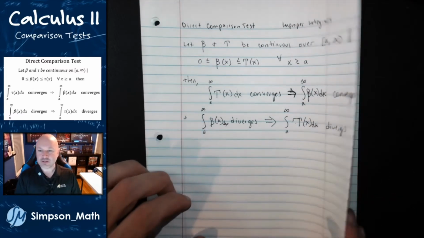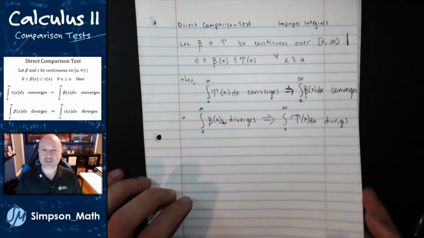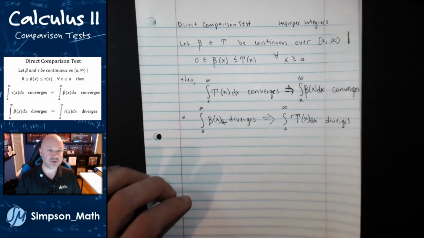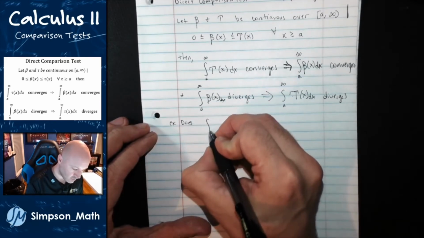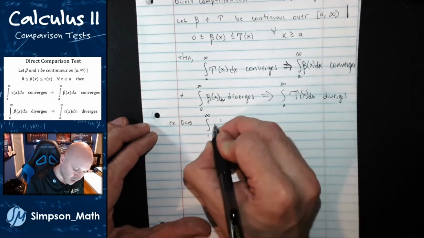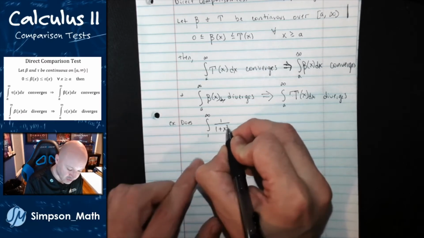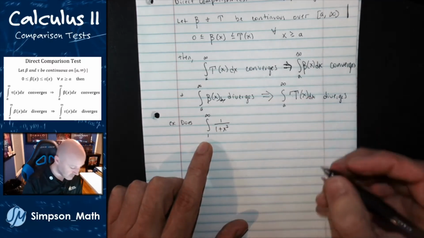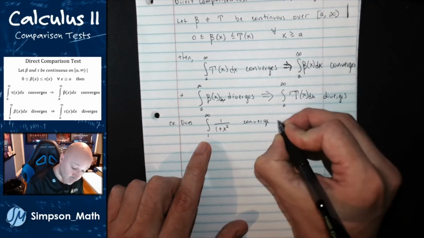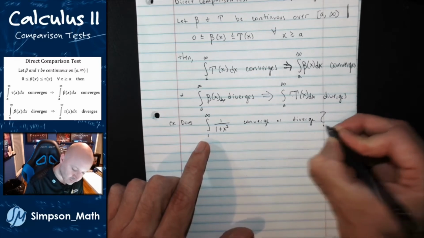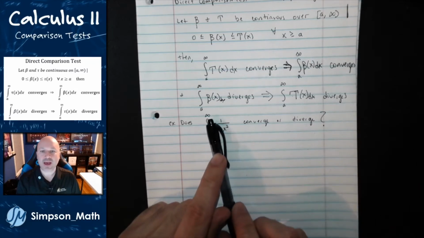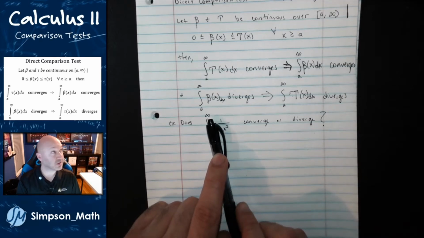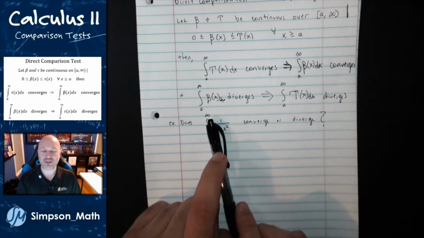All right, so let's walk through a nice little simple example where we use this test to determine if an improper integral converges or diverges. I want to know if the integral of 1 over 1 plus x squared over the interval 1 to infinity will converge or diverge. All right, 1 over 1 plus x squared. Well, that sure does look a lot like 1 over x squared, which we know converges because p is bigger than 1.